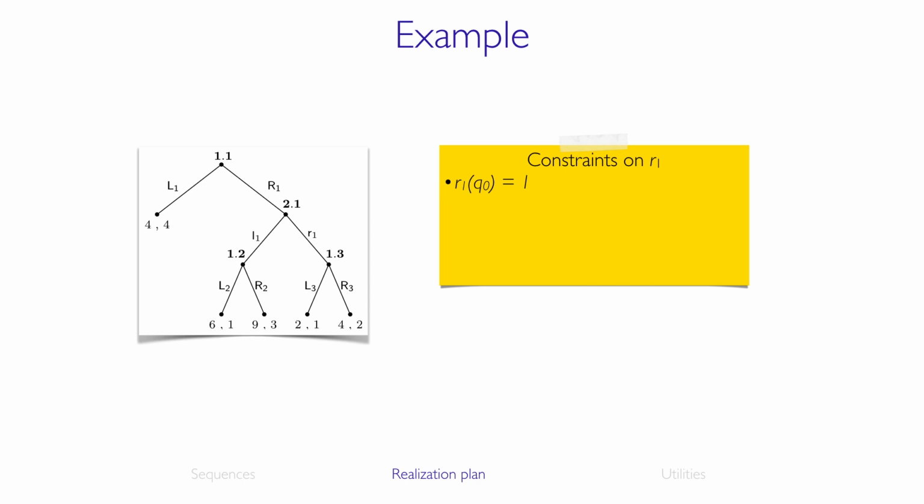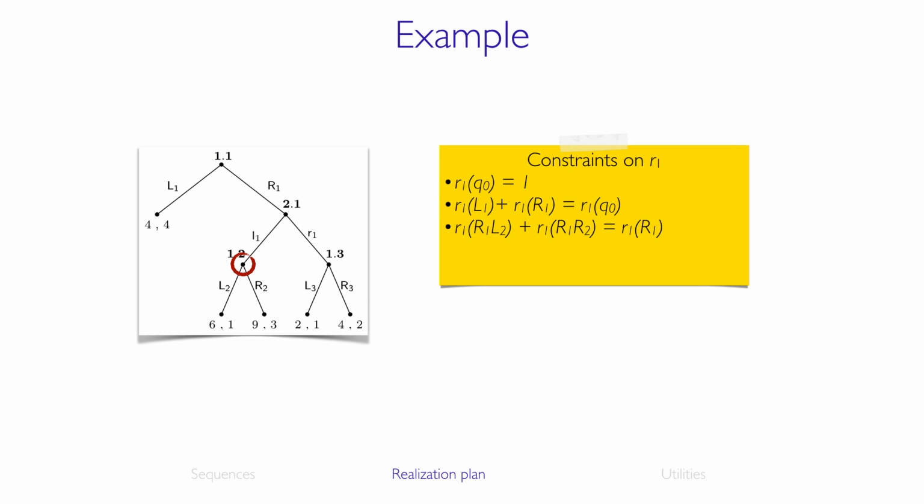Consider the example in the picture. The empty sequence of player 1 is always played with probability 1. Consider information set 1.1. The sequence leading to such information set is the empty sequence. The sequences extending the empty sequence are uppercase L1 and uppercase R1. Thus, the constraint forces the cumulative probability associated with uppercase L1 and uppercase R1 to be equal to the probability associated with the empty sequence.